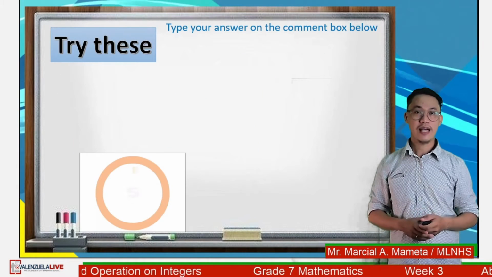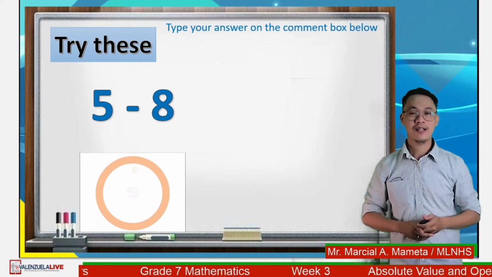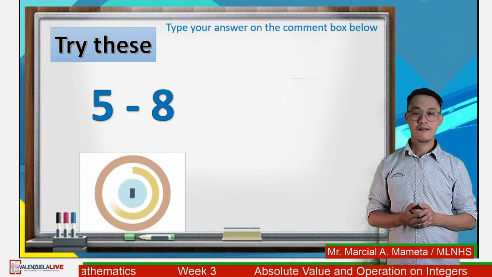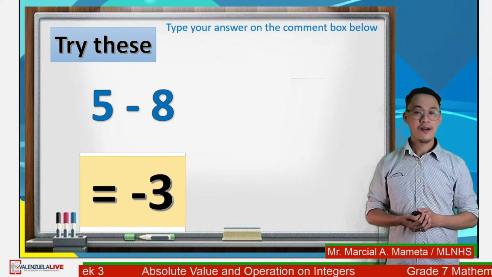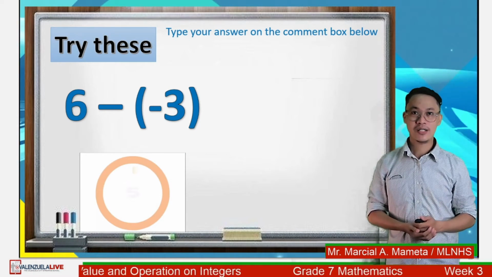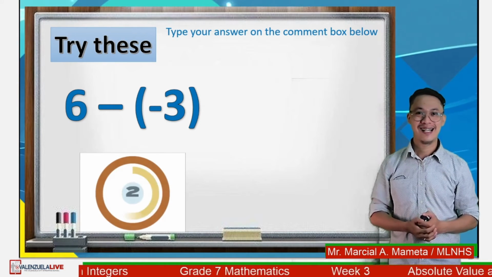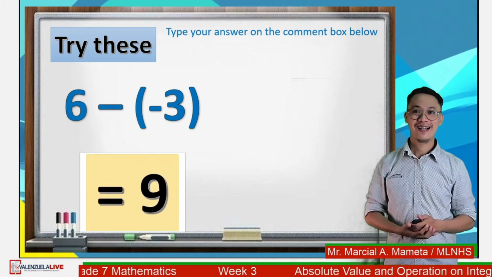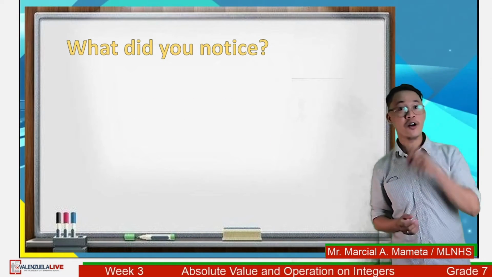Try this. Again, type your answers on the comment box below. 5 minus 8. 5 seconds. The correct answer is negative 3. How about this one? 6 minus negative 3. 5 seconds. The correct answer is 9. Good job.